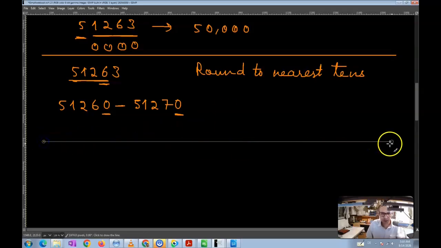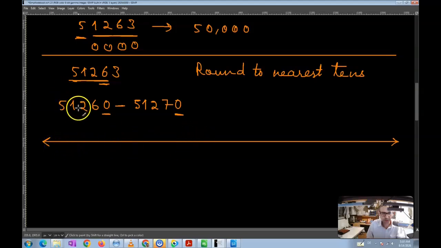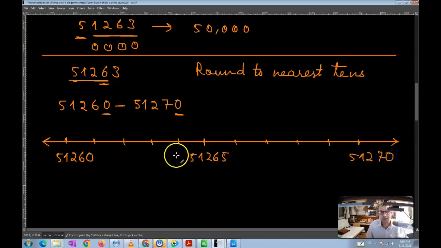And then on a number line, you can see that suppose that's 51,200. Let's say that this is 51,260 and 61, or 60, 61, 62, 63, 4, 5. So that's 51,000. That's 51,265, 6, 7, 8, 9, and that's 51,270, for example, right?